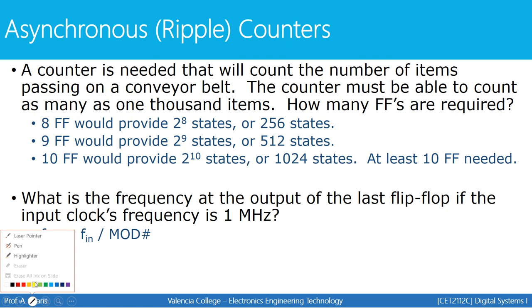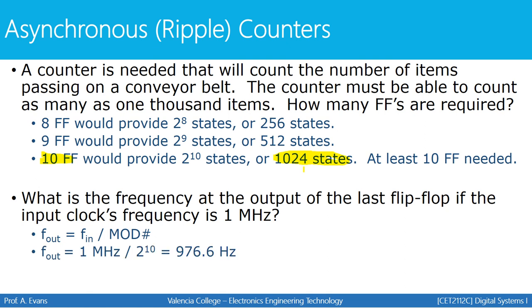Let's assume that we're going to go with 10 flip-flops to build the circuit. What's the mod number if I'm going to use 10 flip-flops? If you said that the mod number is 10, that would be incorrect. Remember, the mod number is the number of states. Number of states in your counter's output. So when we compute this output frequency, we're going to be doing 1 megahertz divided by 2 to the 10th, which is 1,024. That'll give you a frequency out of 976.6 hertz.